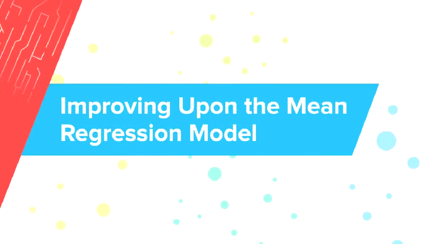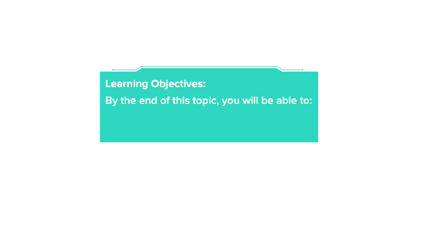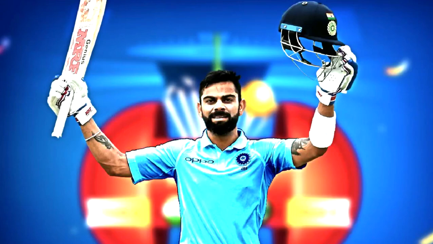Hi, welcome to the tutorial on improving upon the mean regression model. By the end of this topic, you will be able to suggest and implement different ways to improve the mean regression model. Getting back to our example, we calculated the average of all the runs scored by Virat Kohli in his entire career.